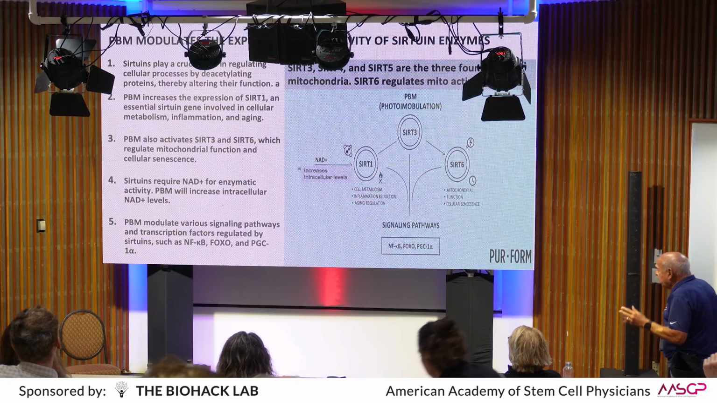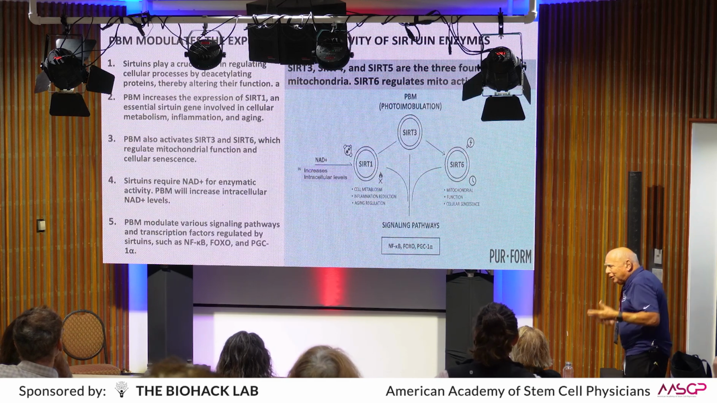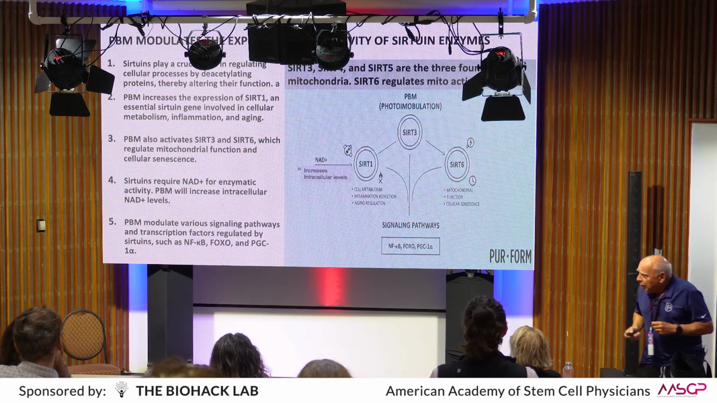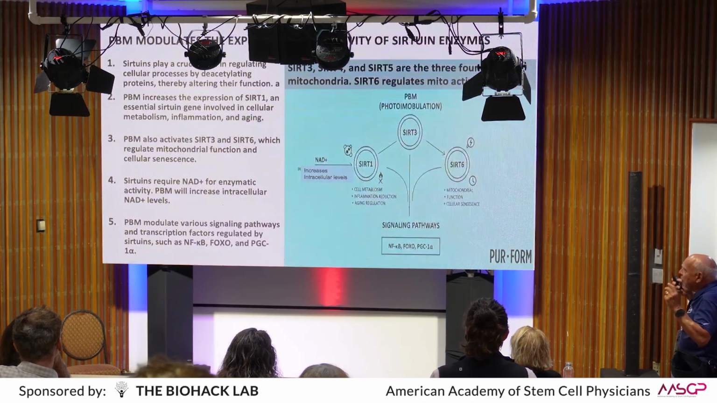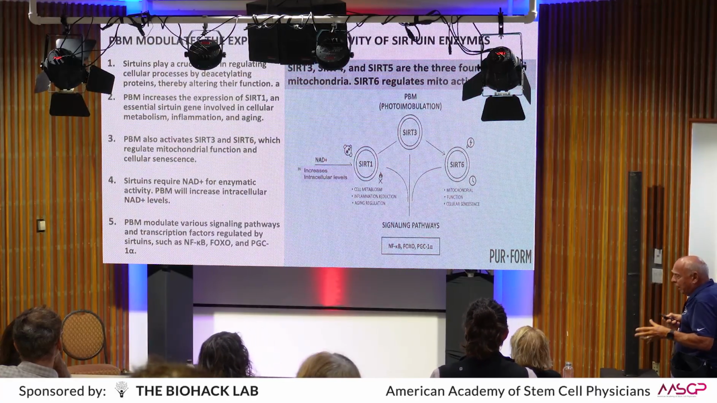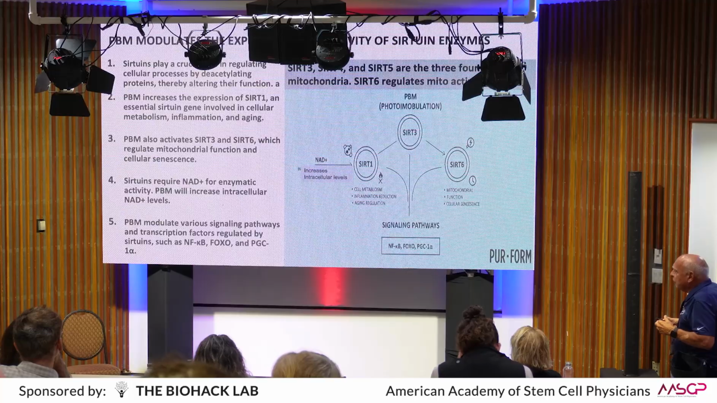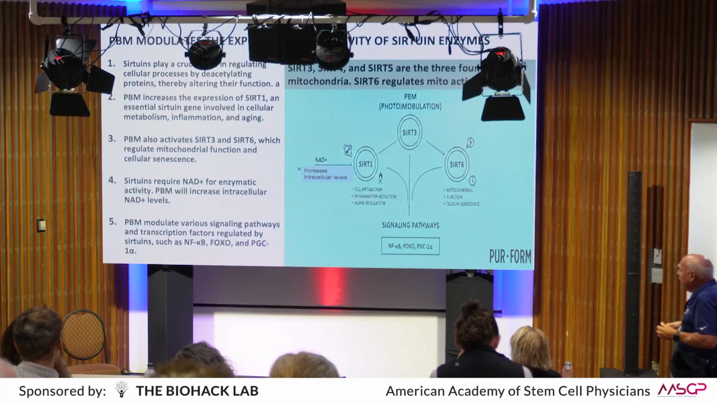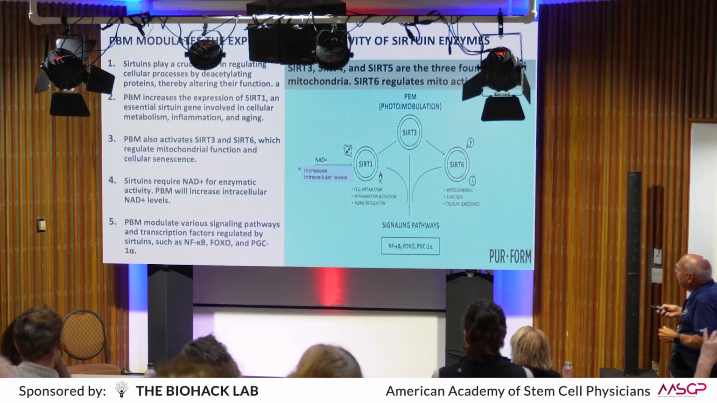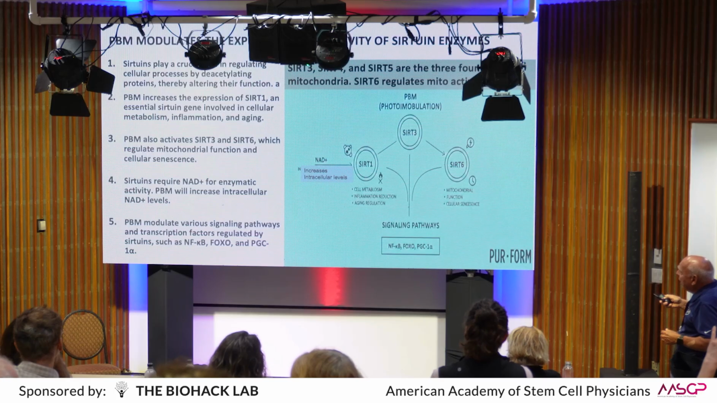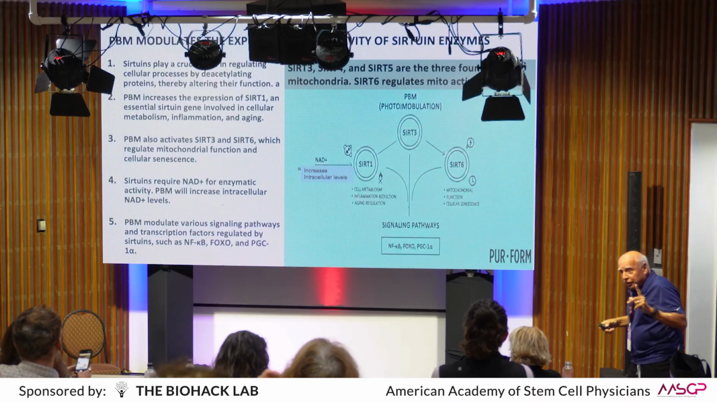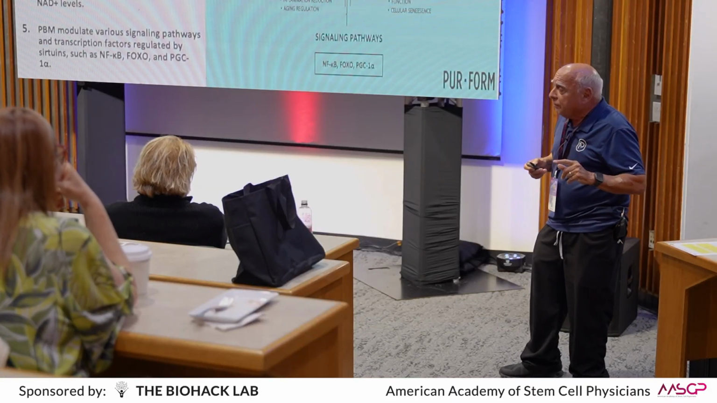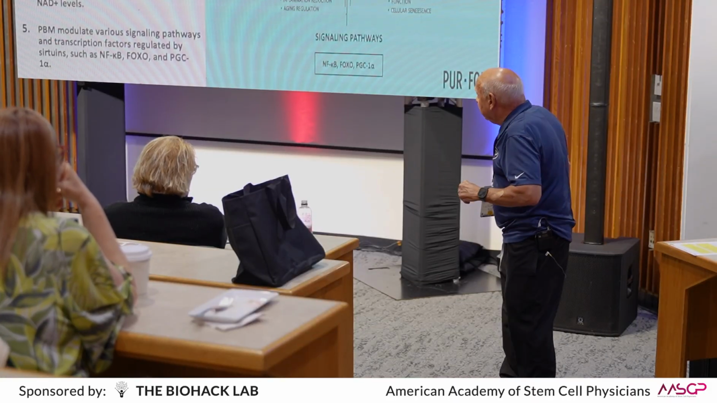Now the sirtuins, remember there's like seven. I call them genes or enzymes, whatever you want to call them, but they can do a lot of interesting things, okay? And photomodulation can really affect the sirtuin genes in a very positive way. Now these are the sirtuin genes involved with the mitochondria. In mitochondria you have SIRT3, SIRT4, and SIRT5, but SIRT6, which is out in the cytoplasm, also has a very profound effect on mitochondrial health and regulation.